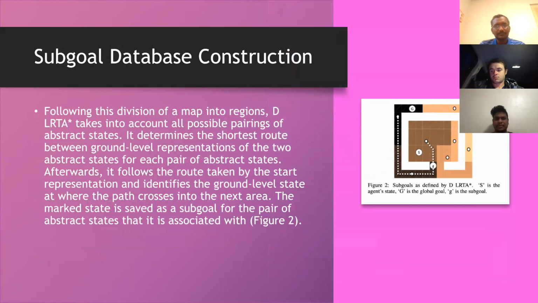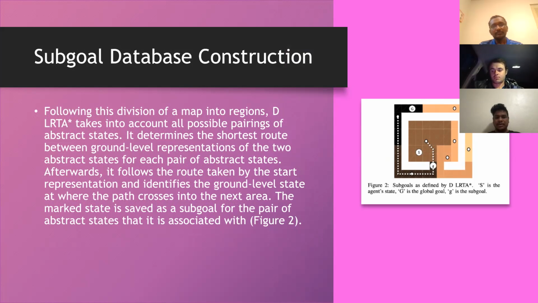After this, DLRTS star takes into account and looks at all the pairs of abstract states that are in the same region of the map. For each pair, it finds the best way to get between ground level representatives of the two states. In the next step, it shows where the path starts and where it ends. It also shows where the path ends and where the path actually starts again. The marked state is stored as a sub-goal for the pair of abstract states, which is actually mentioned in figure 2.